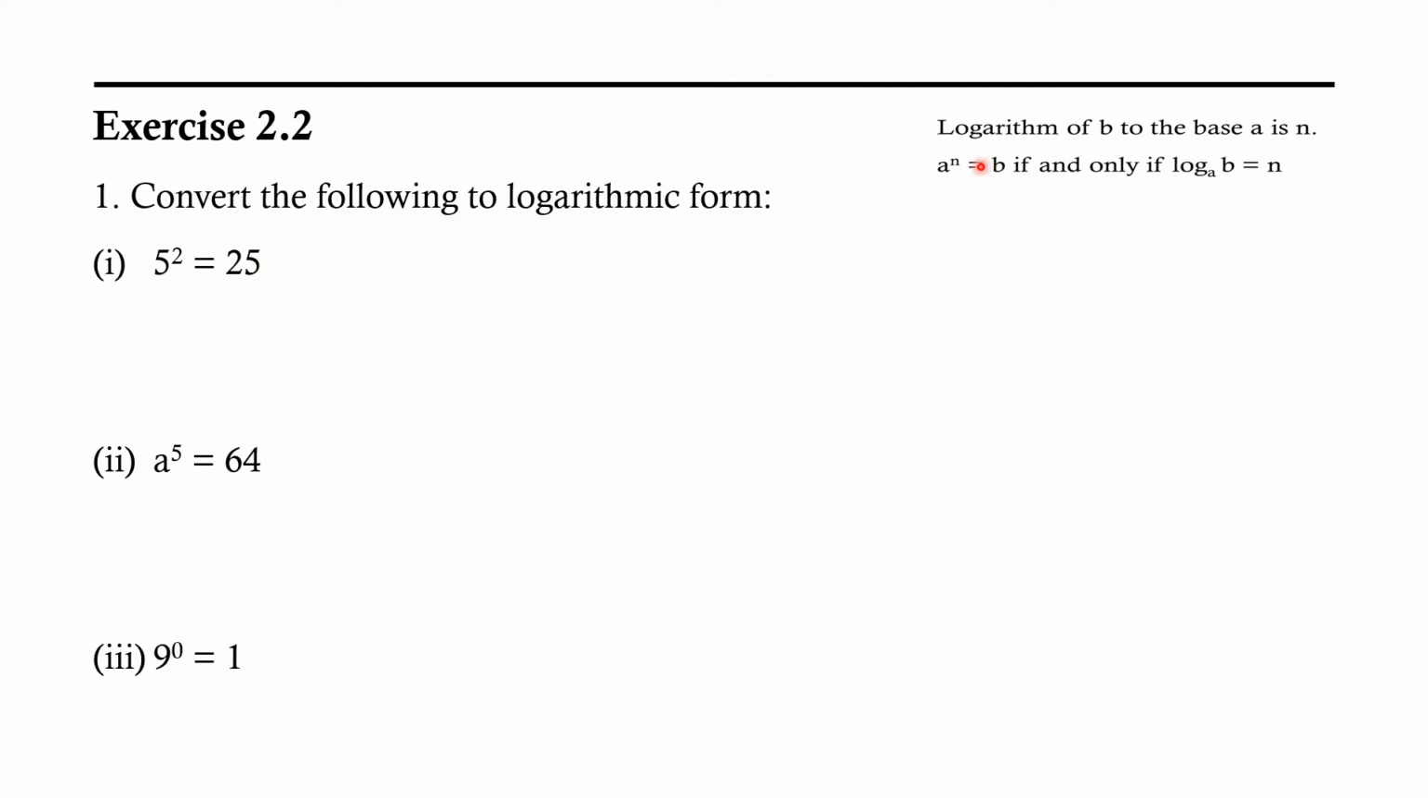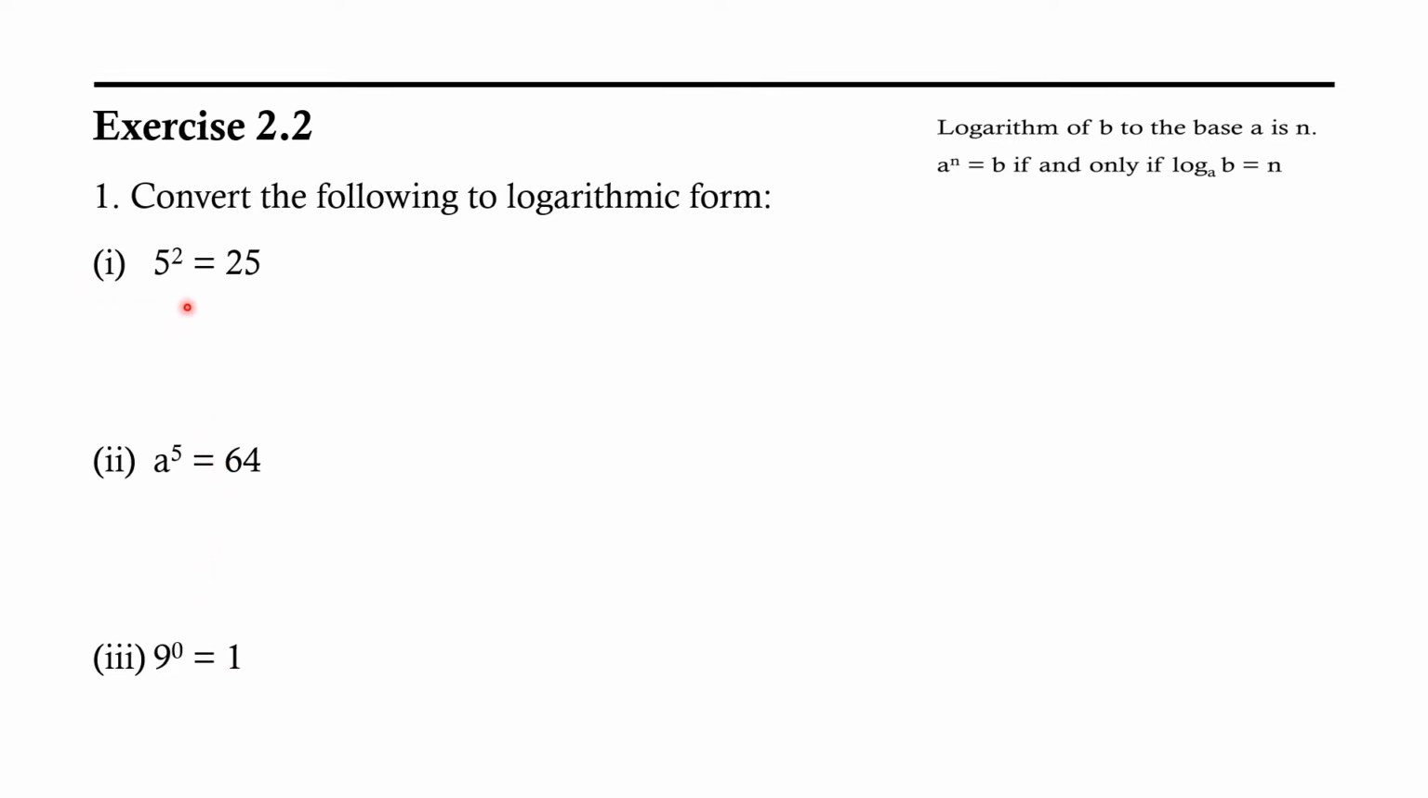So this is the definition of logarithm which we just now saw. Logarithm of b to the base a is n, and this is the line that we have to remember when we want to convert from exponential to logarithmic form or logarithmic to exponential form. That is a raised to n equal to b if and only if log b to the base a is equal to n. So we have to convert these to logarithmic form. All these are in exponential form. We have to convert it into logarithmic form.